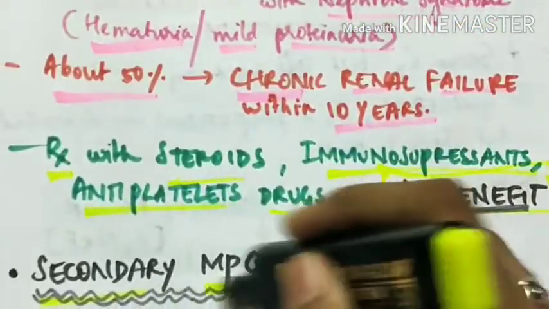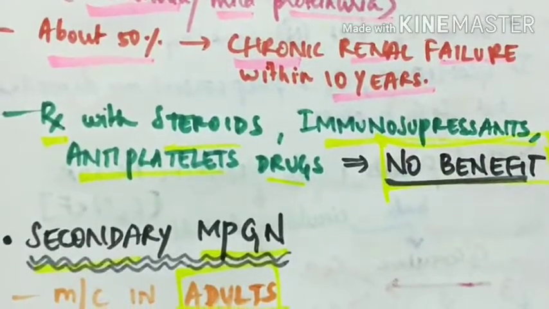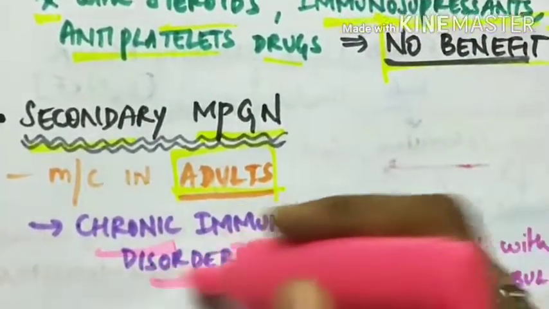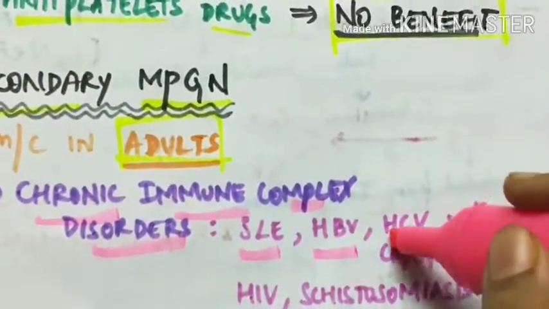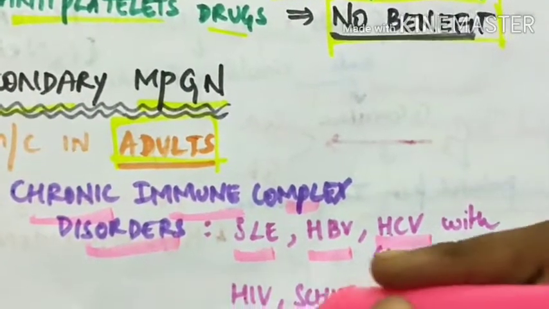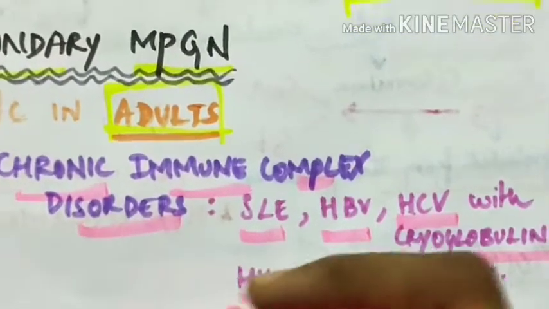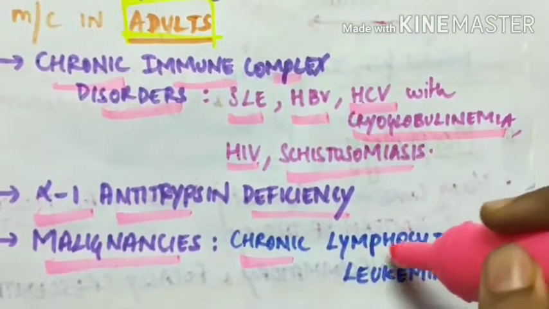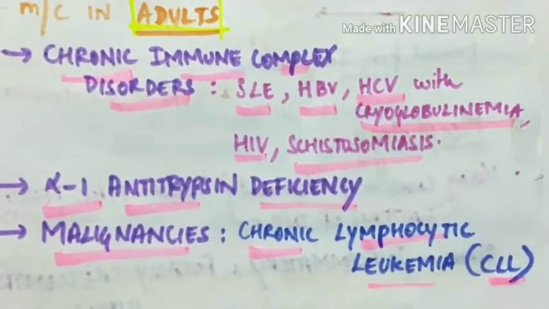Coming to the secondary MPGN, more common in adults. The secondary causes include chronic immune complex disorders like SLE, hepatitis B virus infection, hepatitis C virus infection with cryoglobulinemia, HIV, schistosomiasis, and alpha-1 antitrypsin deficiency, malignancies like chronic lymphocytic leukemia, CLL. So these are the secondary causes of MPGN.